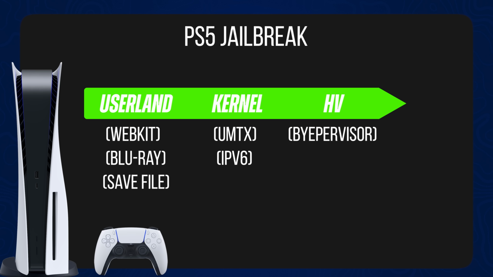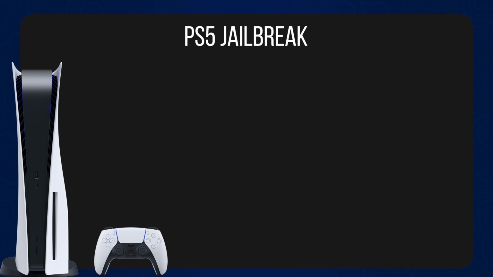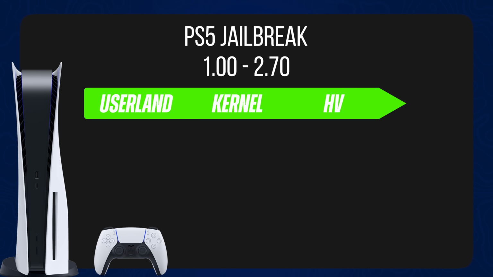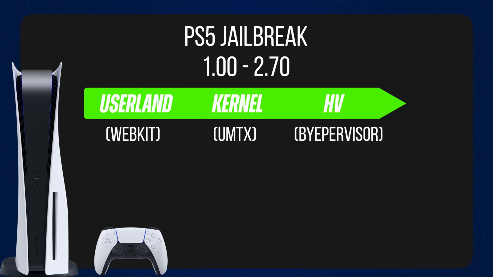So generally, the older the firmware version, the more exploitable it's likely to be, as PlayStation are constantly improving their security measures in newer firmware releases. So the earliest exploits are for firmwares 1.00 to 2.70. We have a full jailbreak on these firmware versions with a userland, kernel and hypervisor exploit chain. The current implementation uses the web browser as our userland exploit.